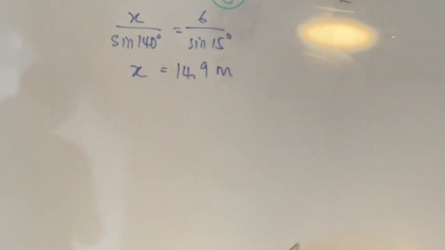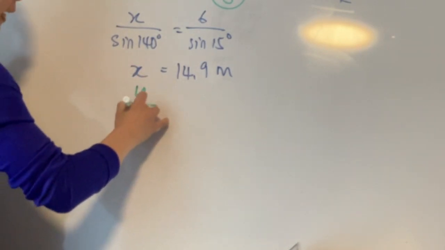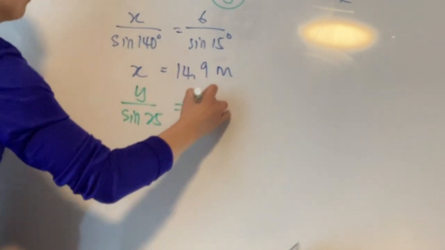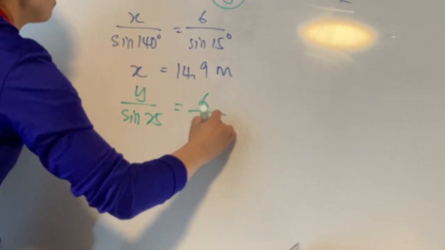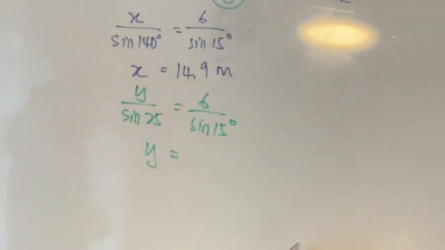Right. Then we use the sine rule again. So you are going to have y over sine 25 equal to 6 over sine 15 degrees, and be able to find out what y equals to. Is that okay? Yeah.